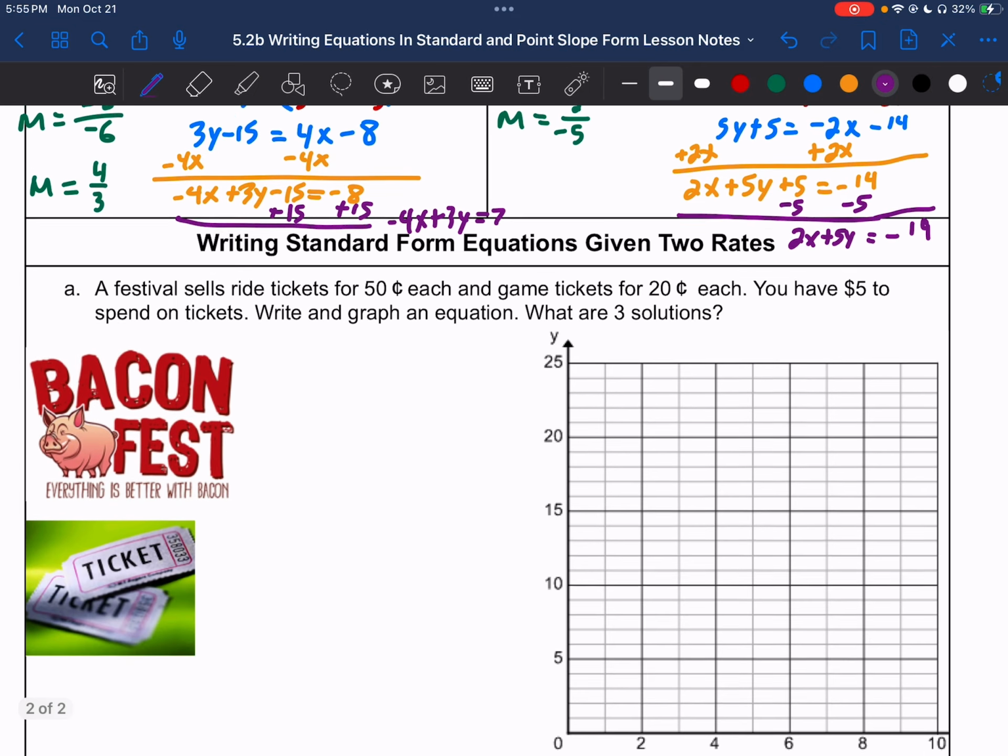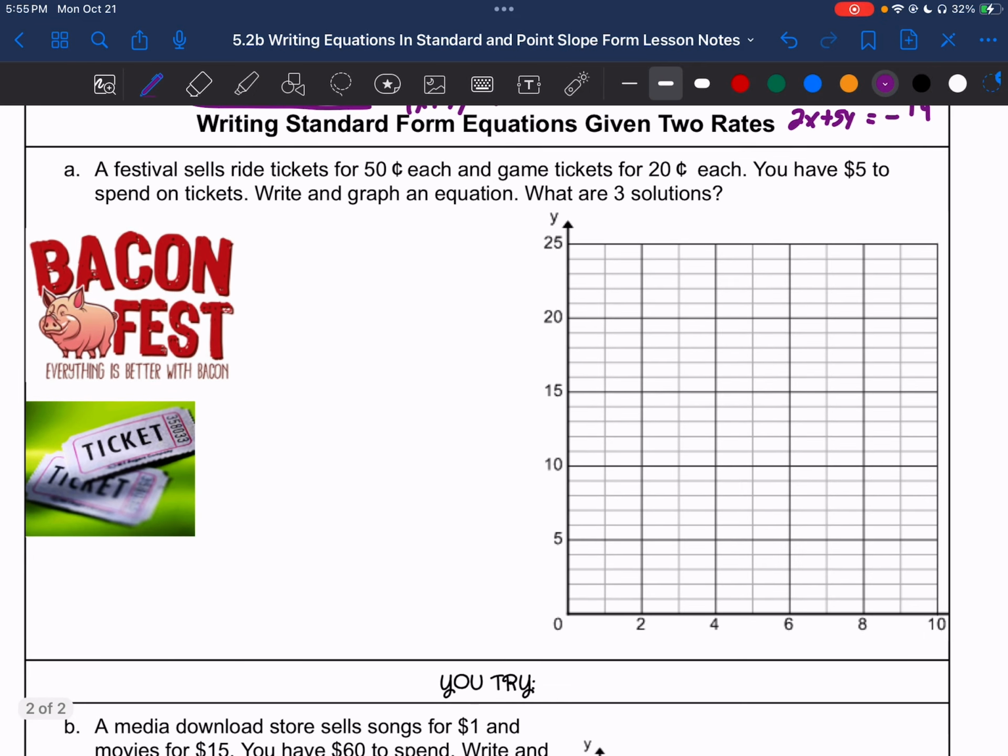All right. Now, next up, we have writing standard form equations given two rates. A festival sells ride tickets for 50 cents each and game tickets for 20 cents each. You have $5 to spend on tickets. Write and graph an equation. What are three solutions?